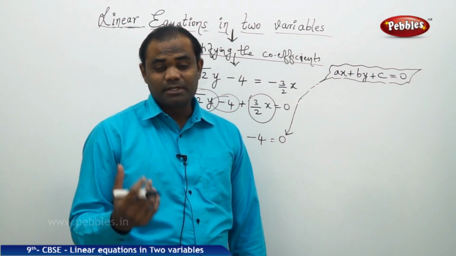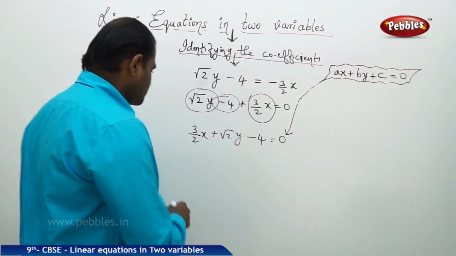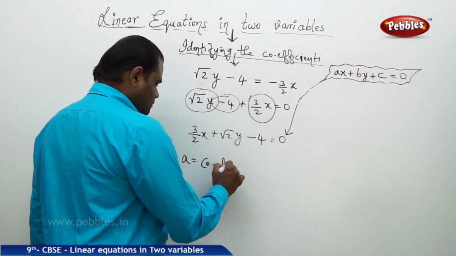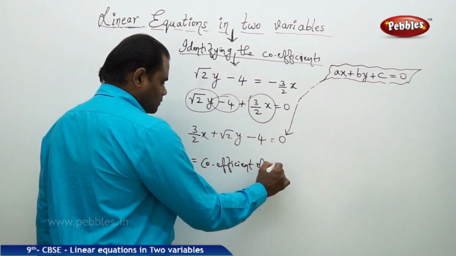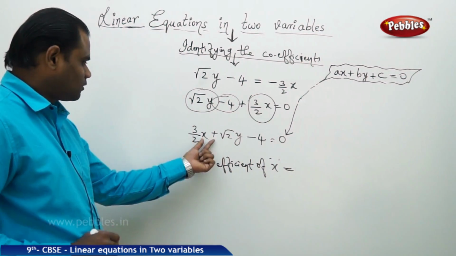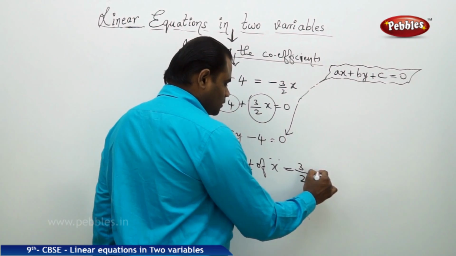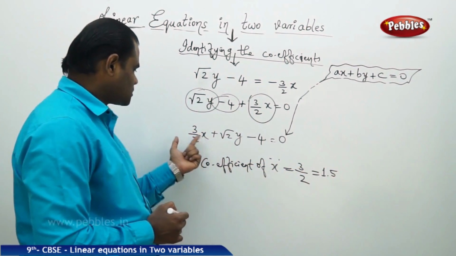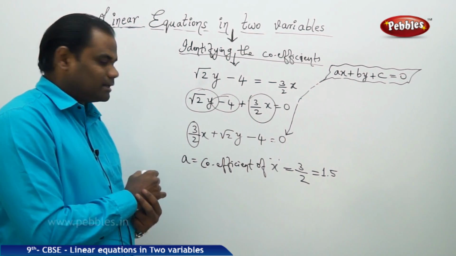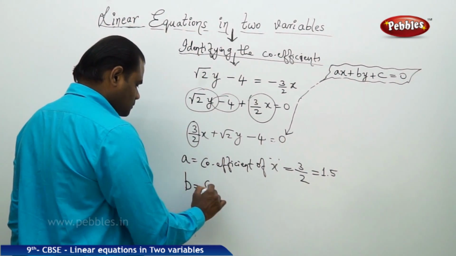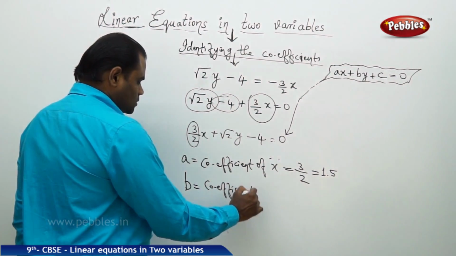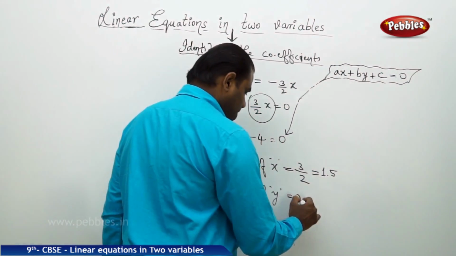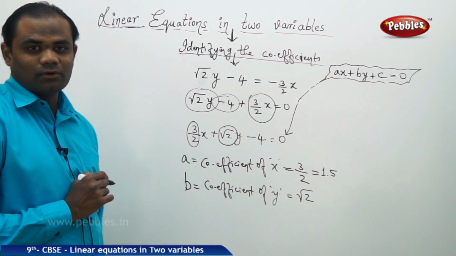Now let's see what are the a, b, and c values in the given equation. As we have seen in the previous session, a is the coefficient of x, therefore I clearly see that the coefficient of x here is 3/2, or written in the decimal representation, 1.5. So my a is 1.5 because it is the coefficient of x. Similarly, my b is the coefficient of y, which is clearly root 2, is what we get for the value of b.